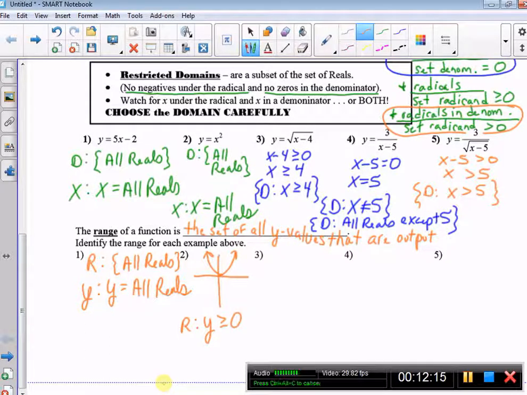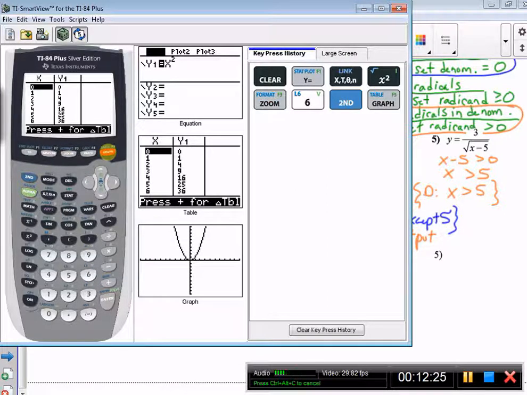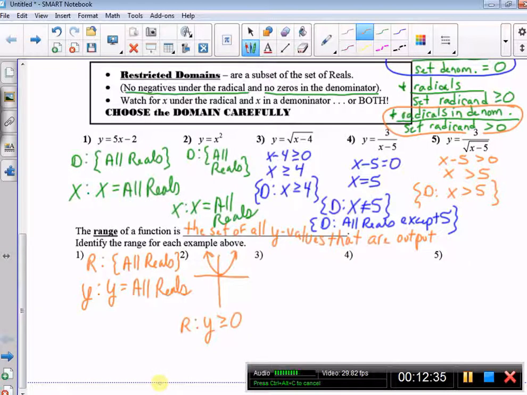And if you look back at the calculator, in the table, second graph, and you look at all the y coordinates, there's not one of the y coordinates that's negative. The y's are never going to be negative. So y is greater than or equal to 0. That's our range. For number 3, we have y equals the square root of x minus 4.